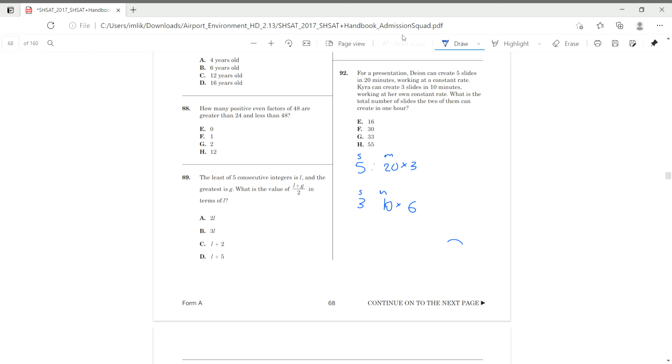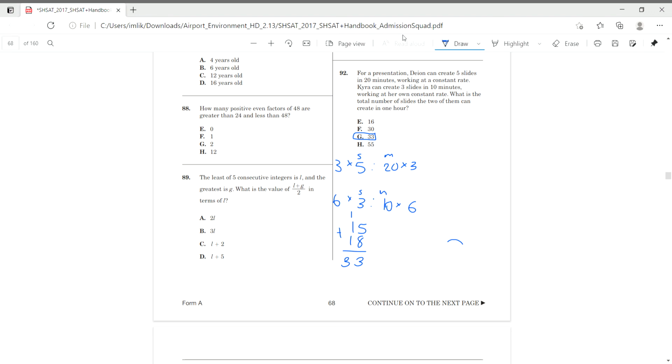Remember, since it's a proportion, whatever we do to one side, we have to do to the other. So we can multiply that by 6. We can multiply that by 3. We get 15 plus 18. 5 plus 8 is 13. Carry over the 1. That's 33, which is G.